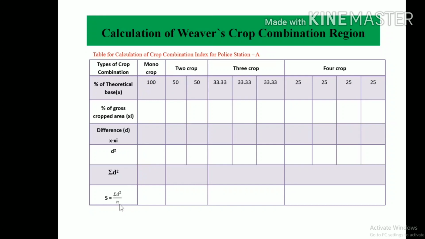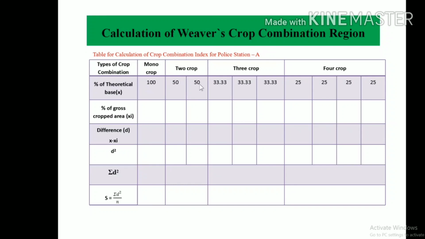So in case of the percentage of theoretical distribution, equal percentage is given to each crop on the basis of the number of crops. You can see for monocrop, that is one crop, the percentage is 100. For two crops, the percentage of each crop is 50.